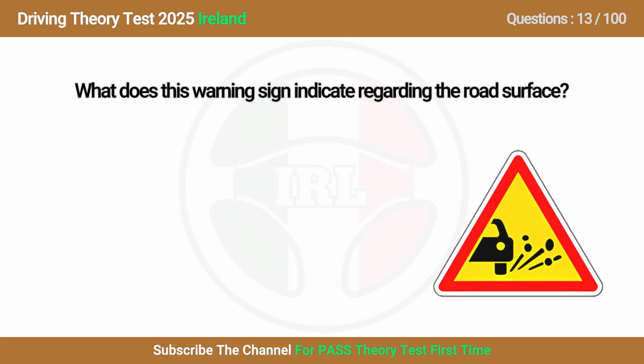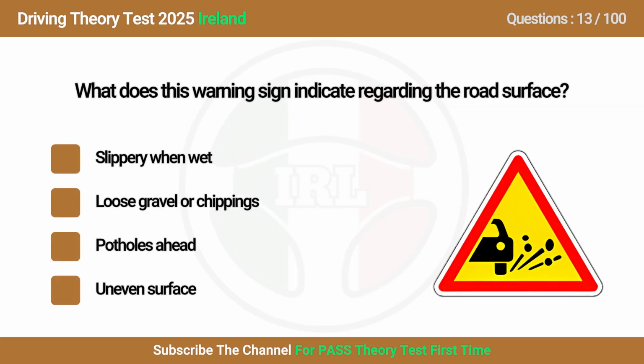Question 13. What does this warning sign indicate regarding the road's surface? A. Slippery when wet. B. Loose gravel or chippings. C. Ahead. D. Uneven surface.